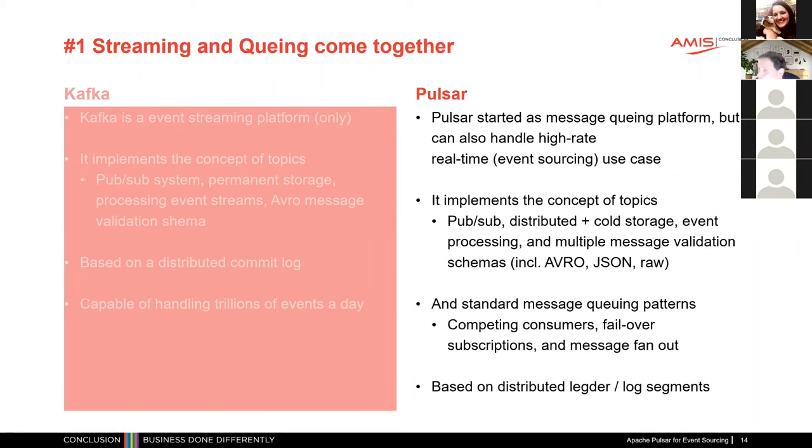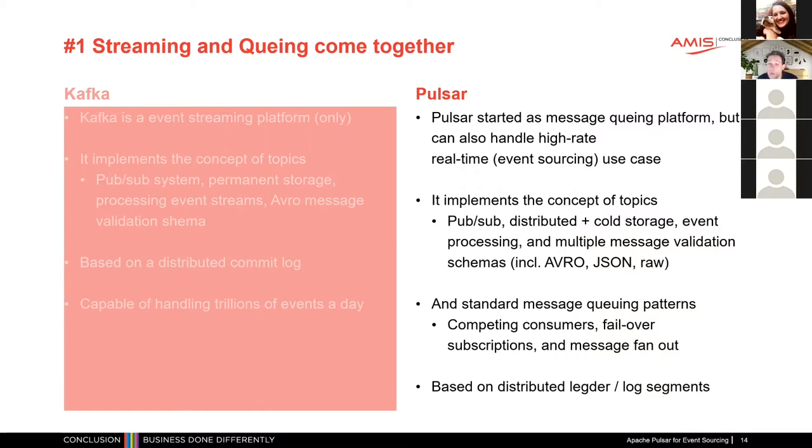But if we compare it with Pulsar and what we get out of the box, right, we see that it started as the messaging queuing platform, and additionally we have the high rate real time event sourcing use cases, because it's the same functionality Kafka also provides. It implements the concepts of the topics, the pub/sub, but instead of having permanent storage, we also have distributed and cold storage. We can do event processing out of the box, and we have multiple message validation schemas. Also includes AVRO, so if you go from Kafka to Pulsar, you can still use the same schemas, but also JSON and some other things I'll go into in more detail later.